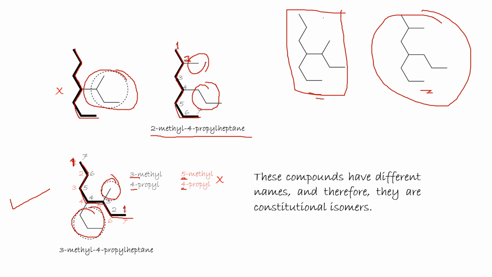The IUPAC said select the shortest way. So this is the shortest way. And the name of the compound will be 3-methyl-4-propyl-heptane. And the first one is 2-methyl-4-propyl-heptane. Two different names. So these compounds have different names. Therefore, they are constitutional isomers. They are constitutional isomers.